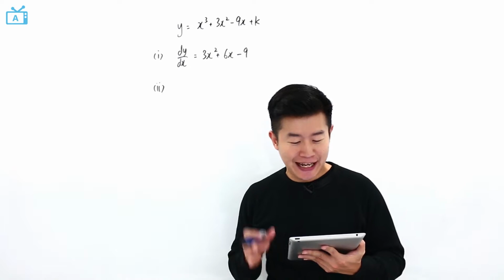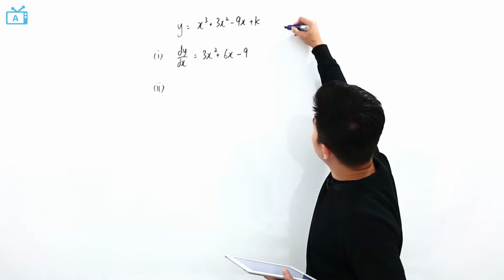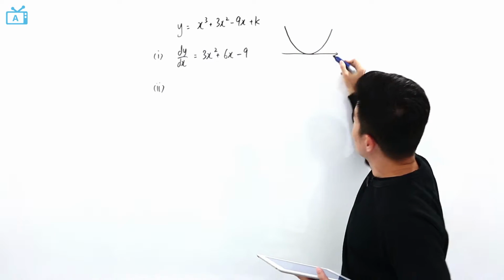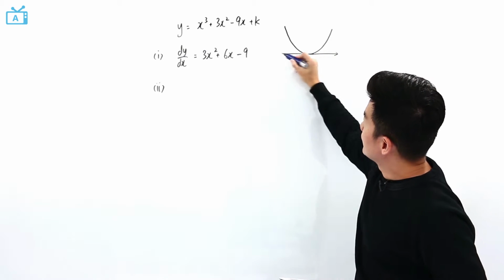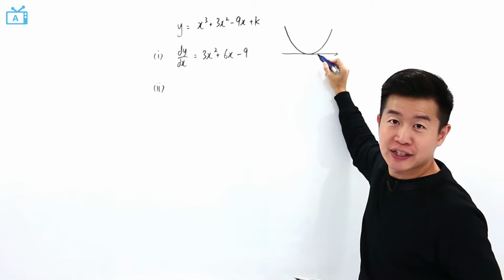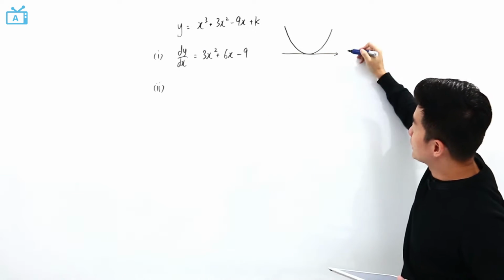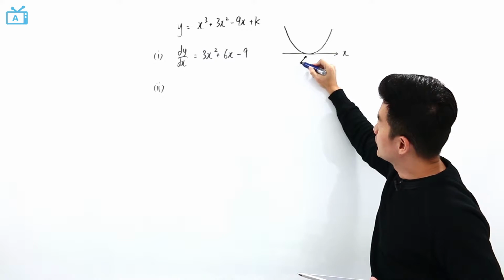It is now given to me that the curve is actually tangent to the x-axis, which means that at a place where it is tangential to the x-axis, two characteristics must happen. Number one is the tangent, or the gradient of the tangent, must be equal to 0, because the tangent is going to be parallel to the x-axis. dy/dx is equal to 0 at this point.